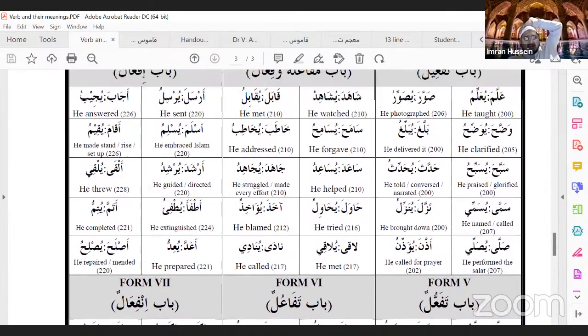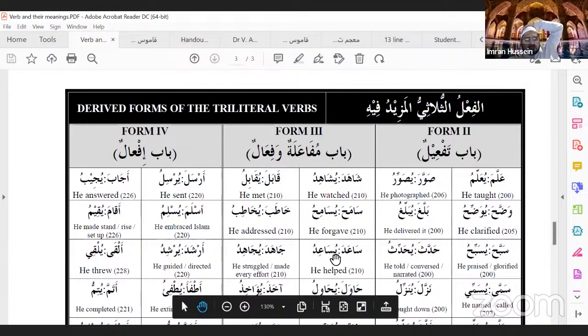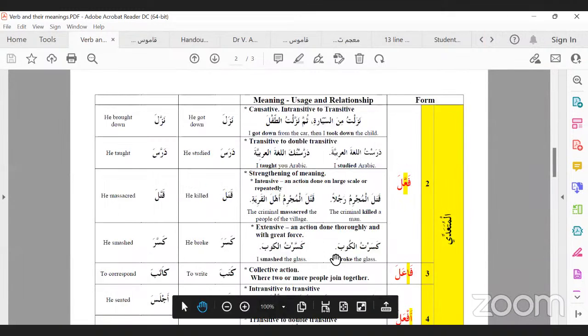So have I sent you this PDF or not? Yes, you have. You have shared it. I know I have a handout that I printed.